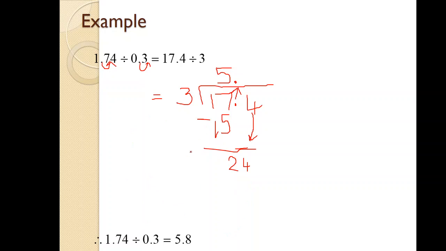Then you start over. How many times does this 3 go into 24? 3 can only go into 24 8 times. Let me just put the 8 here. Then from there you say 8 times 3 is giving you 24. Then you subtract, and you can see that here we are getting 0. That means our answer here is 5.8. You can see here, that's what I gave you, 5.8. That's our answer.